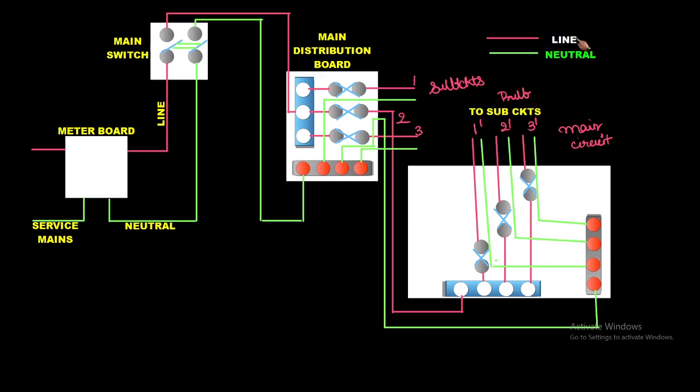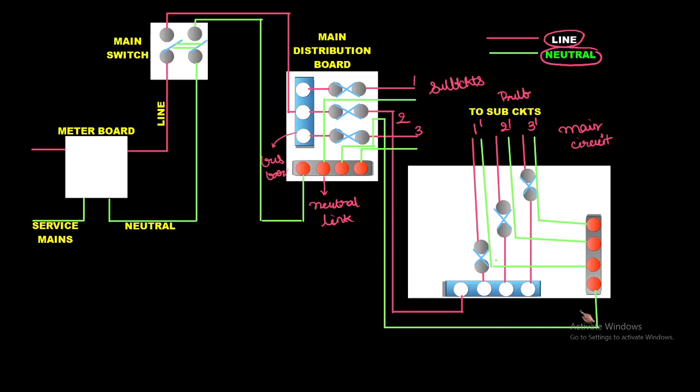So this pink color is indicating the line, and green color is indicating the neutral wire. If you observe, for each and every one, this is called the neutral link, and this is called the bus bar, where we are connecting some sub circuits. Then it is connected once again to the bus bar.